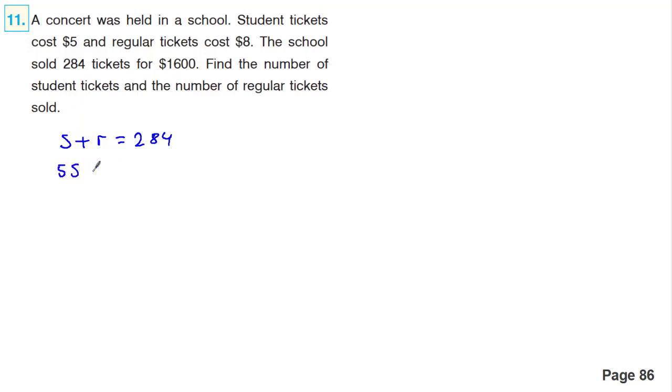And now for the cost, a student ticket costs $5. So 5 times the student tickets plus a regular ticket costs 8, so 8 times the regular tickets. This should give you the total amount of money that was received by selling these tickets. So it is 1,600. This is a system. We can solve this system in different ways.